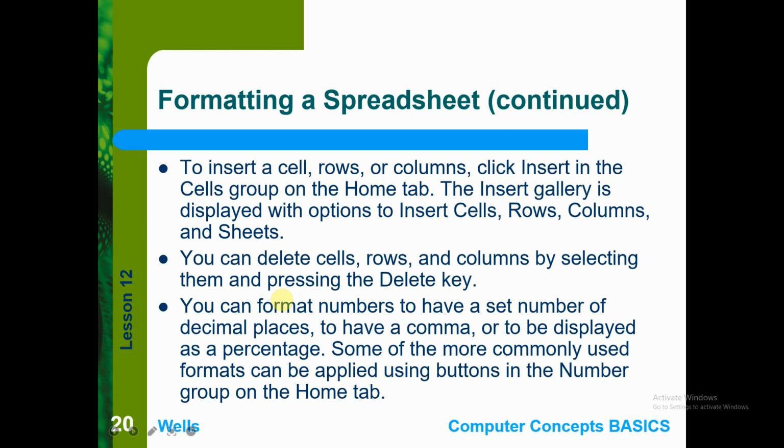So you can delete cells, rows, and columns by selecting them, and after selecting them, press the delete key. Then you can format numbers to have a set number of decimal places or to have a comma. You will find these in the formatting options in the number group.